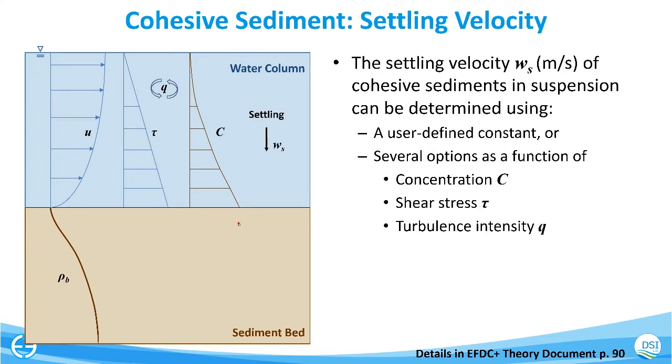Then how can we specify the settling velocity of the cohesive sediment in suspension? We can put any user-defined constant number, or you can choose from several available options to calculate the settling velocity values as a function of concentration profile, shear stress, and the turbulent intensity of the hydrodynamic flow field.